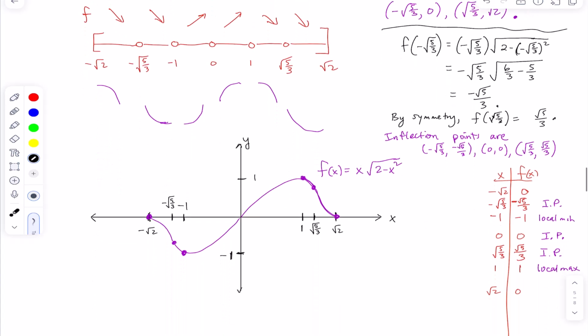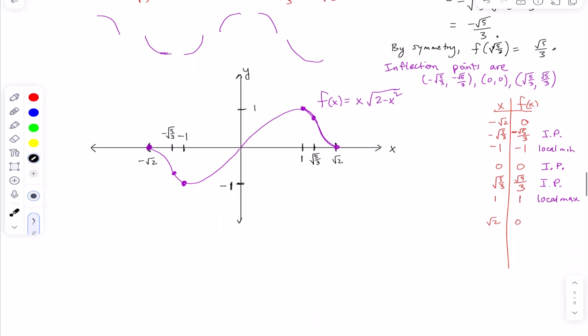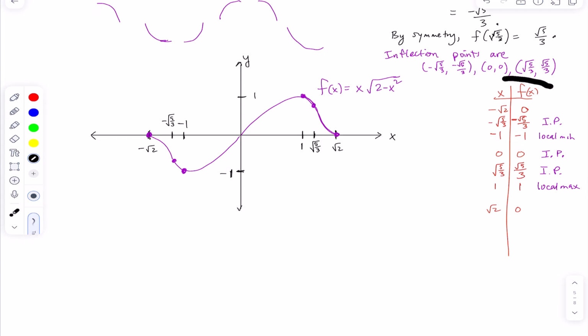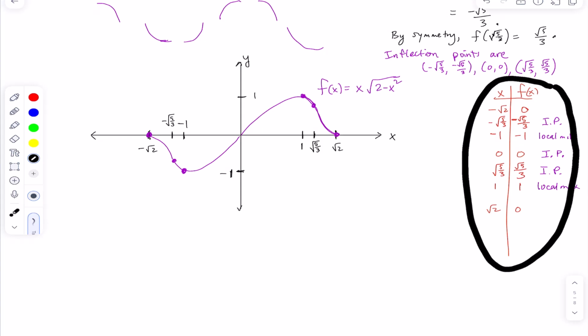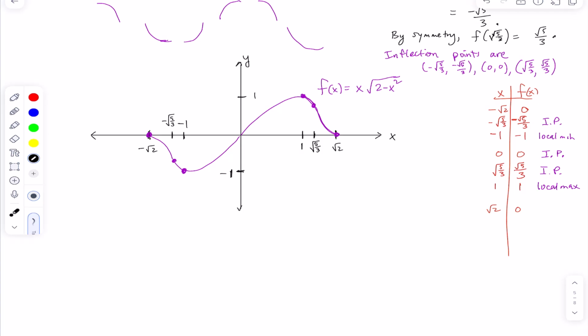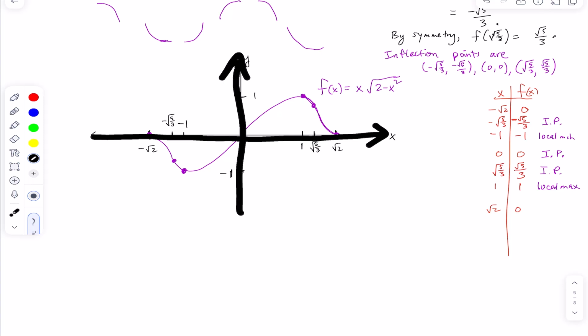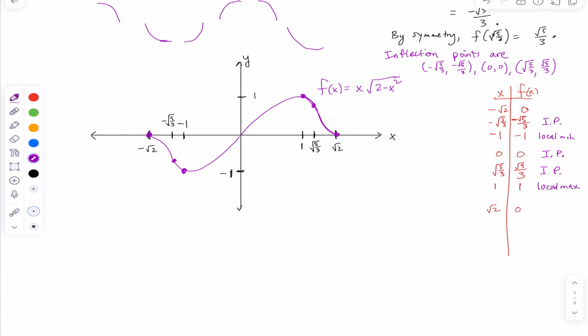Along the way, you should have collected a table of ordered pairs. And if you collect that table of ordered pairs, this will make sketching the function a lot easier. Do your best to scale your values. If it's not perfectly to scale, what can you write? You could write NTS, and NTS stands for not to scale.